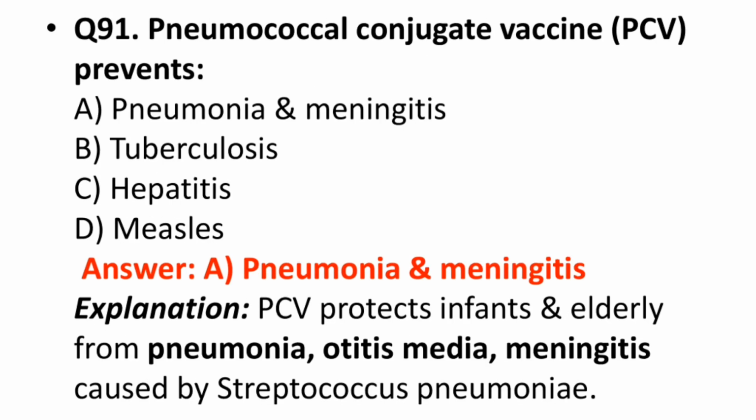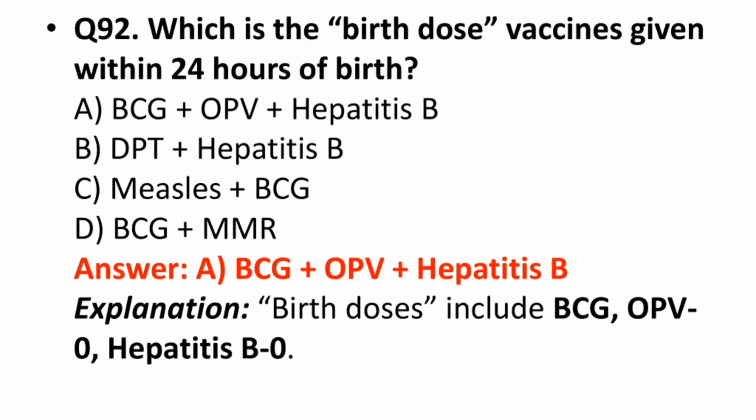Pneumococcal conjugate vaccine prevents option A, pneumonia and meningitis. Option B, tuberculosis. Option C, hepatitis. Option D, measles. The correct answer is option A, pneumonia and meningitis. Pneumococcal conjugate vaccine protects infants and elderly from pneumonia, otitis media, and meningitis caused by Streptococcus pneumoniae.